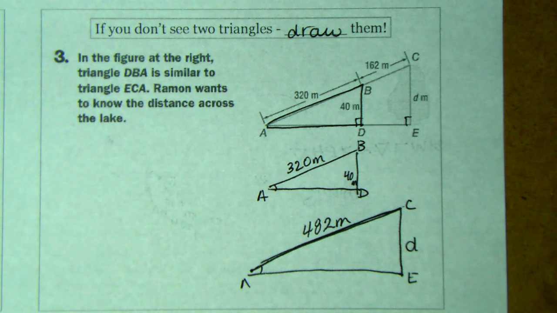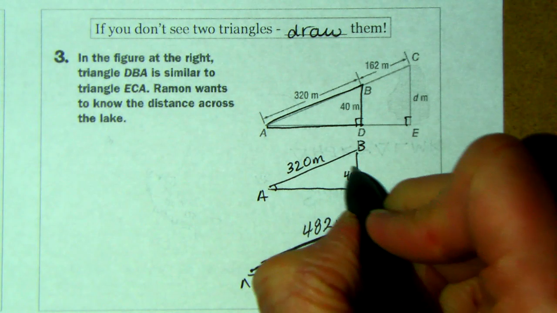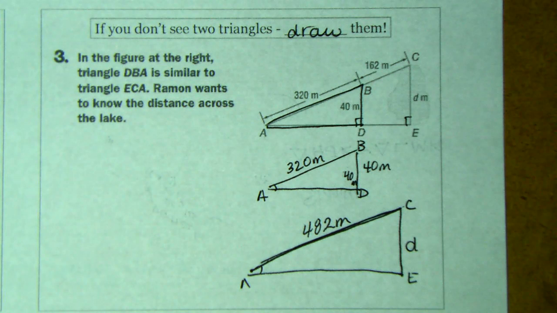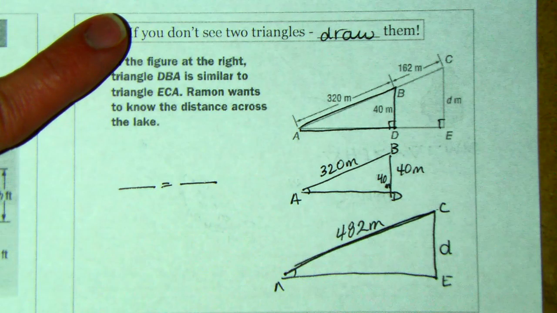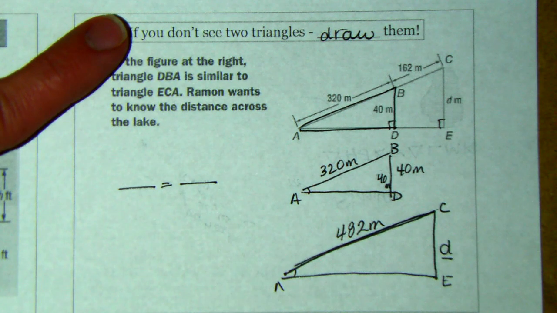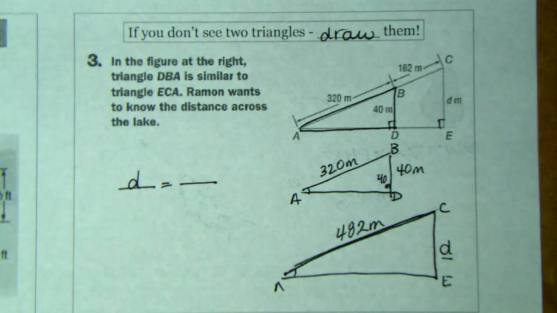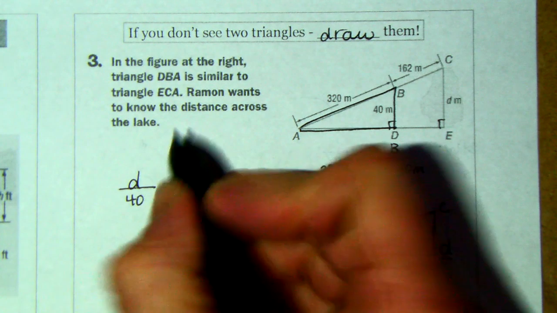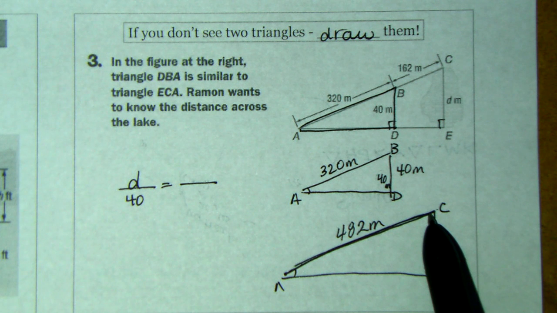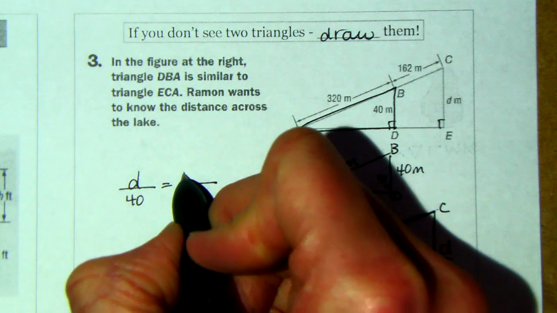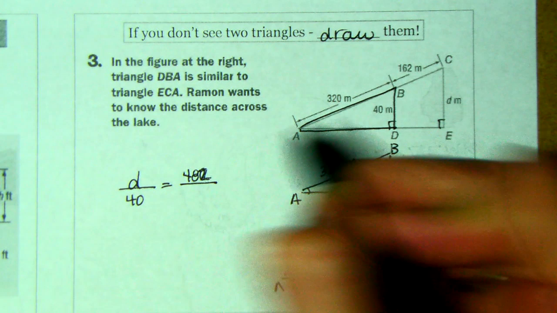Now we have three different measures and one missing. Again, lots of different ways I could set this up. Here's what I start with. Oh, I got to find D. I'm going to put it right here. What side in the other triangle corresponds with D? 40. Now I have D on top, so I need to put the other measurement in the same triangle on top. So 482, which corresponds to 320. I have a proportion with one missing measure.